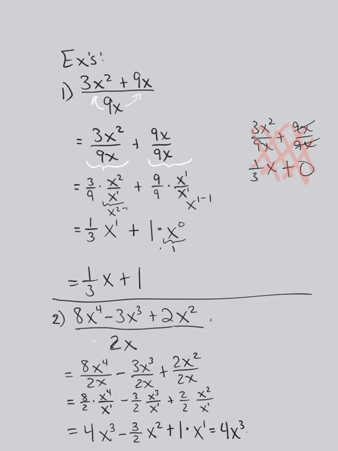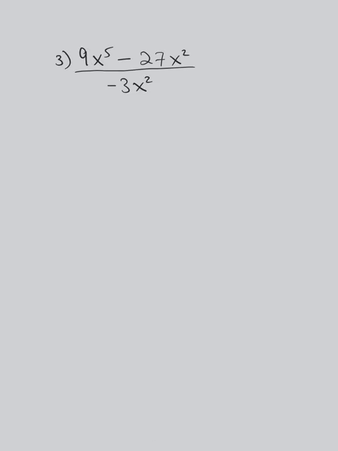So 4x to the third minus 3/2 x to the second. And then we have plus 1x, but since we don't usually write that 1 out front, that's typically how we'd write the answer right there. Okay? All right, so let's look at one where we divide by a negative monomial, and it's no big deal. Don't overthink it. Everything works the same. It's just we'll have to keep up with signs.